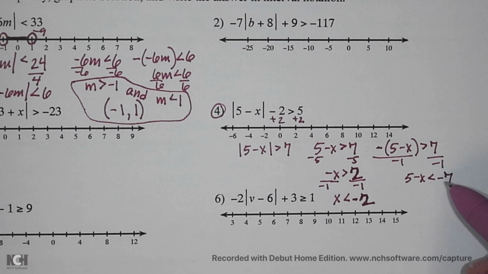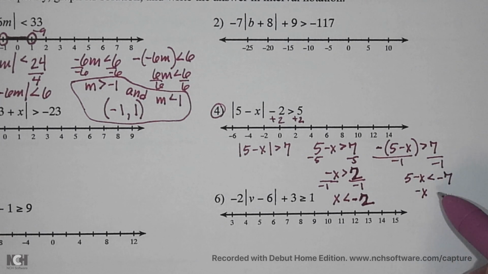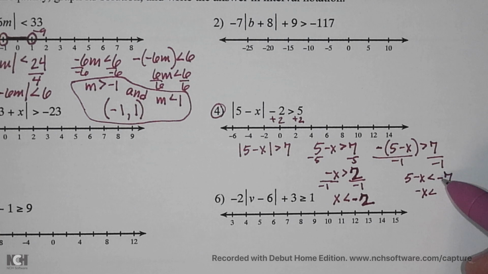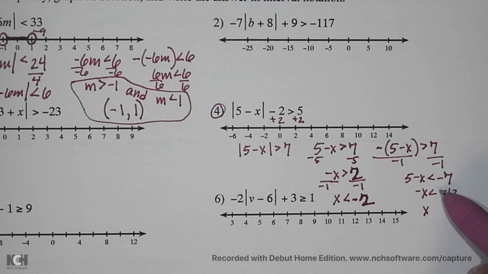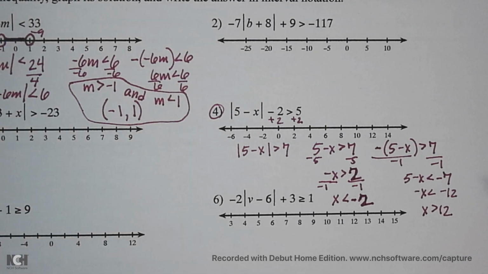We'll subtract the 5 from both sides, and we'll get negative x is less than, let's see, negative 7 minus 5 is going to give you negative 12. And then once again, you have that negative x. So we're going to handle that by dividing by negative 1, and that will give you x, flip your sign, greater than, and negative 12 divided by negative 1 is 12. So x is greater than 12.